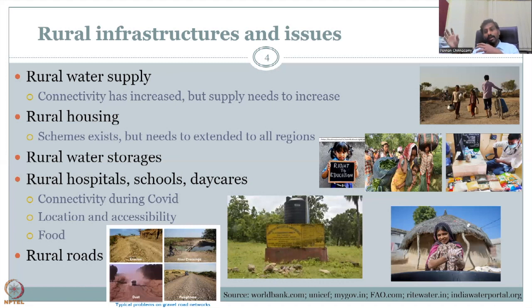so that you can access these roads with ease. And these are the roads that also supply your transportation needs, buses, which can take you to hospitals, schools, daycares, and most importantly, the food produced from the villages to the market.